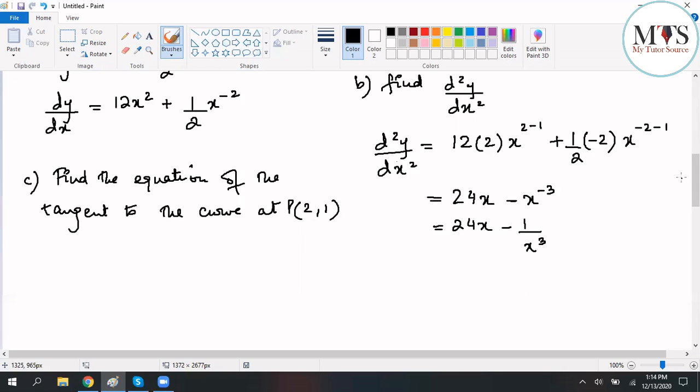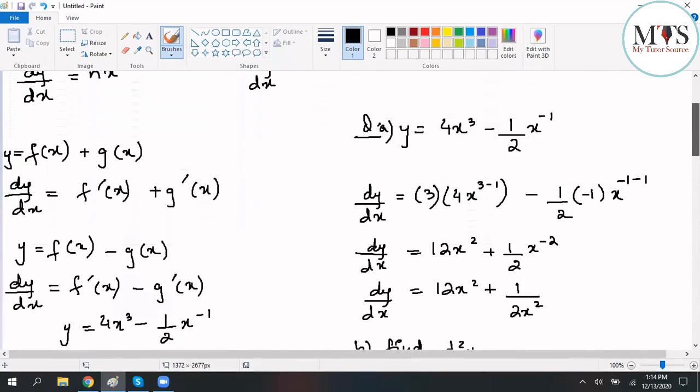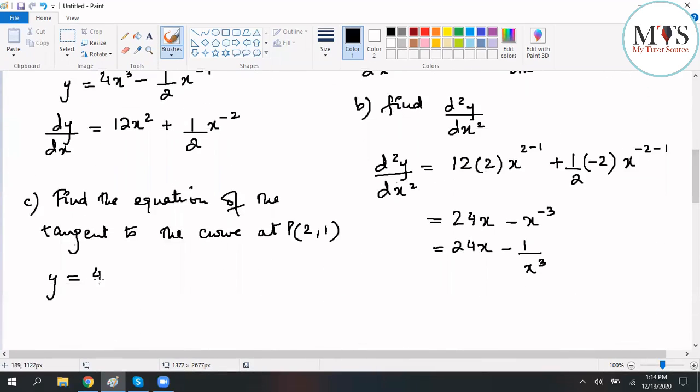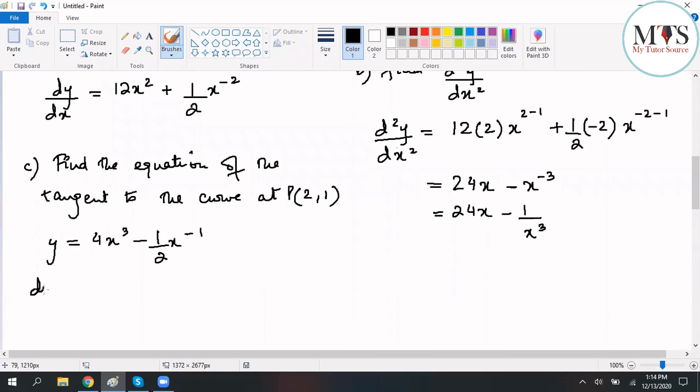I have no idea about this one at all. Okay, so we have an equation of the line initially, which was 4x cubed minus 1 over 2x to the power of negative 1. We found the first derivative, which is 12x squared plus 1 over 2x to the power of negative 2.